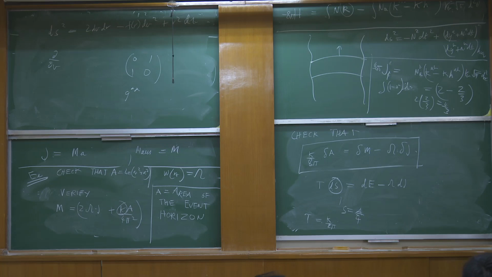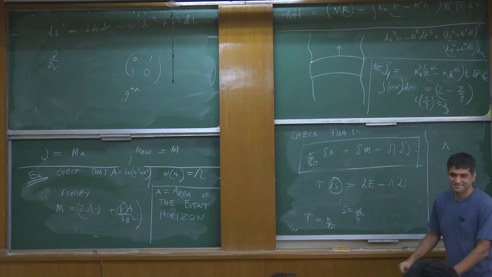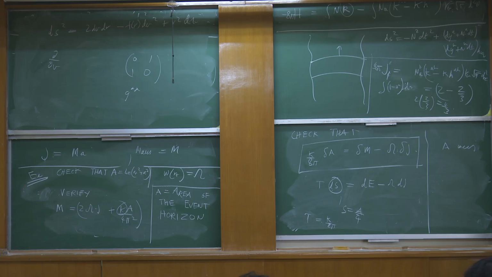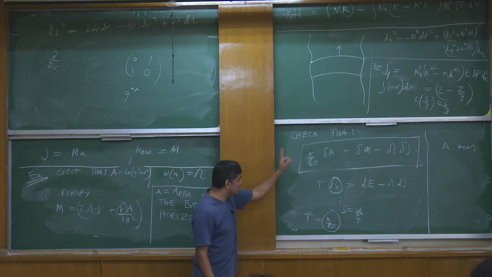And then we will also show that in any physical process, A always increases. Since A is proportional to S, that will be a proof within the black hole context of the analog of the second law of thermodynamics. If we had a little more time, we would go through this beautiful calculation by Hawking, which showed that black holes radiate as if they were at temperature of kappa by 2 pi.